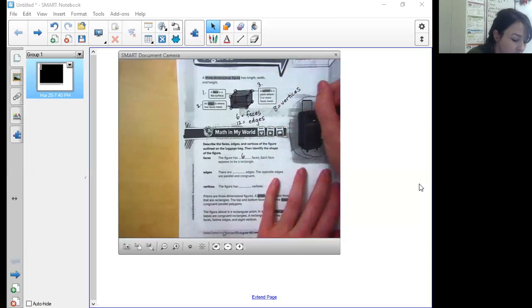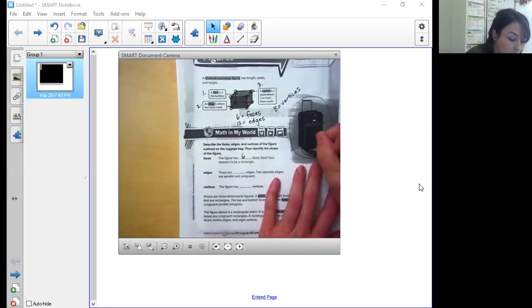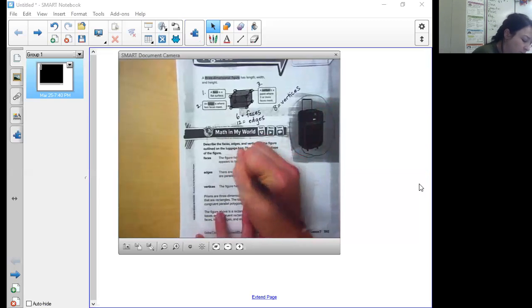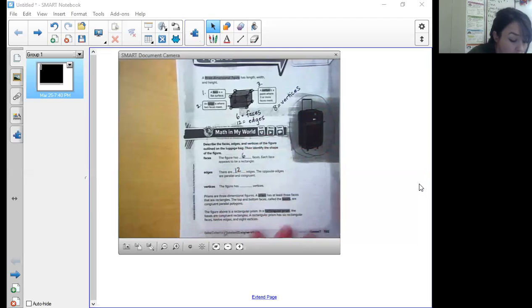So on this one, I know there's 1, 2, 3, 4 on the top. And I know there'll be 1, 2, 3, 4 on the bottom. And then I know that they connect down the side too. So I have the 8, 9, 10, 11, 12. I know that this rectangular prism has 12 edges and that the opposite edges are parallel and congruent. So the ones that lie across from each other.